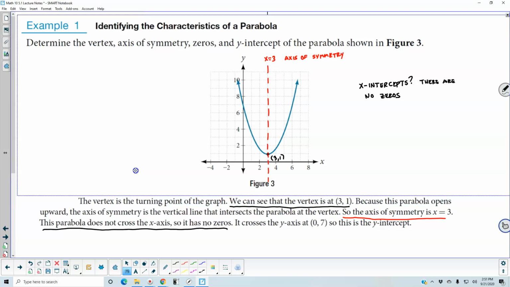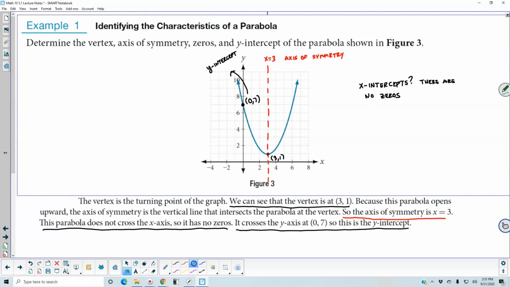Then we want to determine where it crosses the y-axis, and that means it would have a y-intercept. So if you notice, here is the point where it crosses the y-axis, which is (0, 7), and therefore that is going to represent the y-intercept. So it crosses the y-axis at (0, 7), so this is the y-intercept.